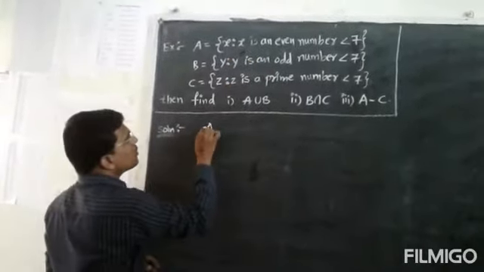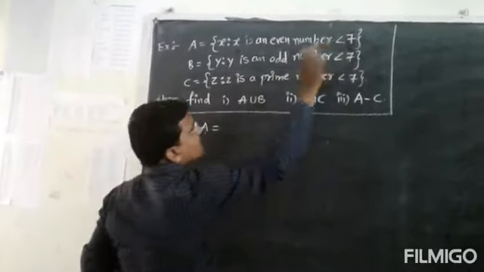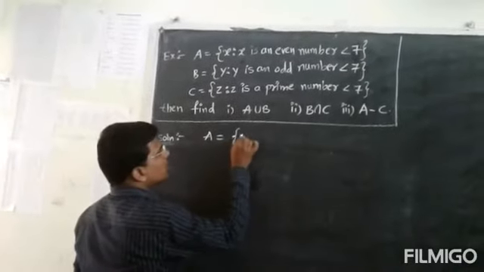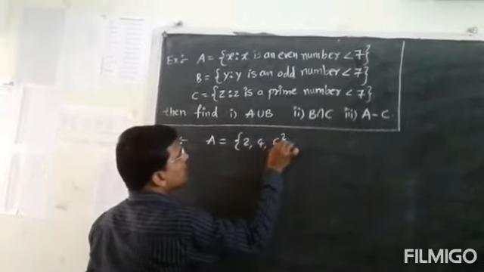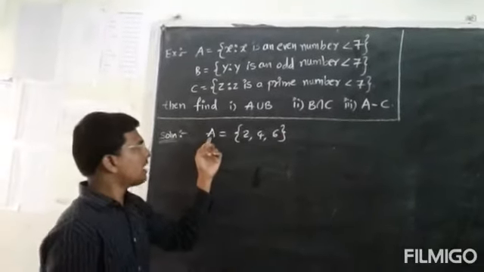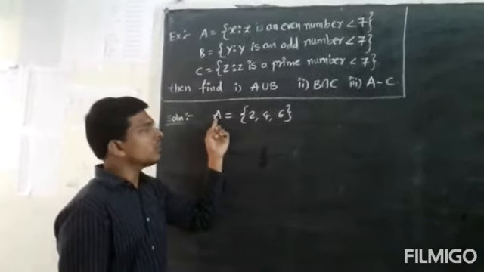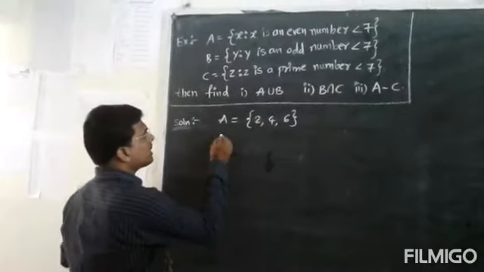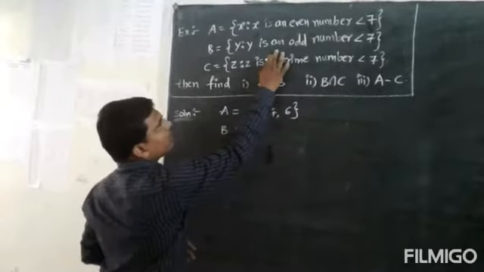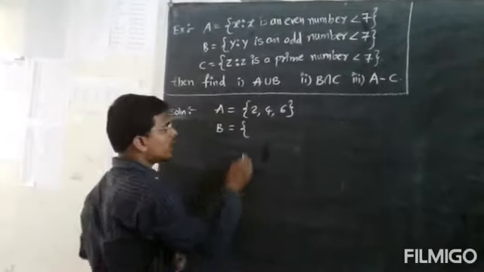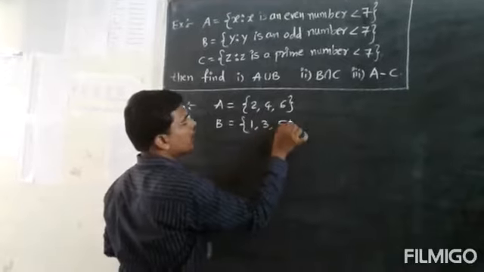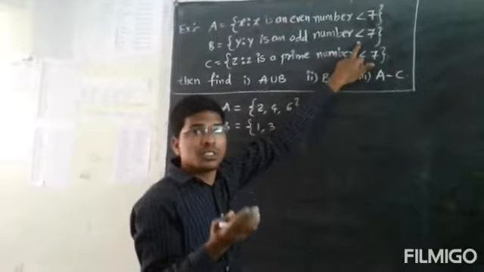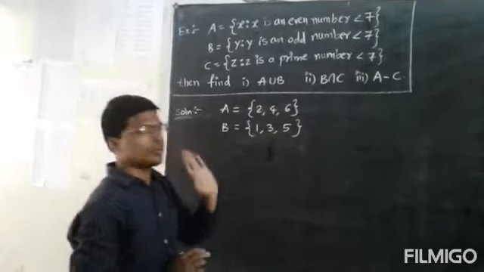So A is the even numbers less than 7. What are the even numbers less than 7? Write down 2, 4 and 6. Set A belongs to the even numbers which are less than 7. Okay, 2, 4, 6. And set B is the odd numbers which are less than 7. Okay, 1, 3, 5. Don't write 7 because it must be less than 7. The numbers which are smaller than 7 only we have to write.